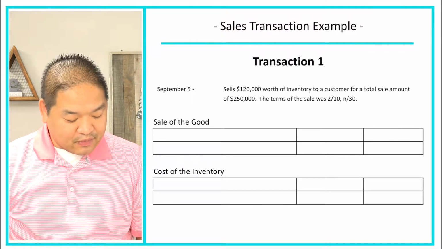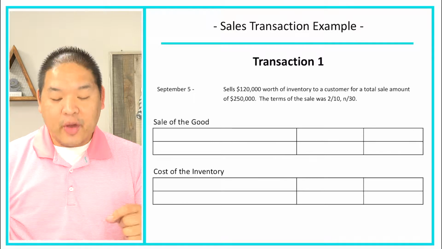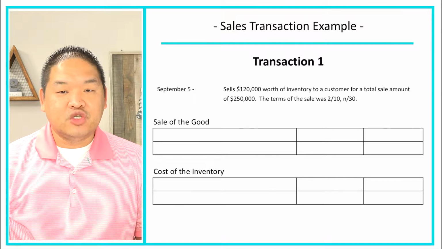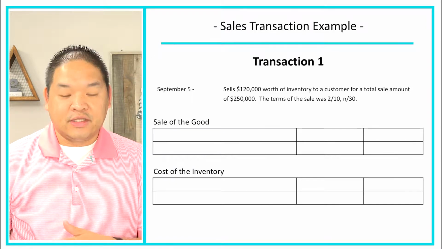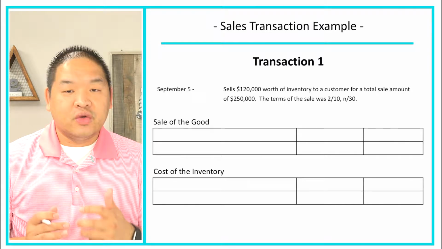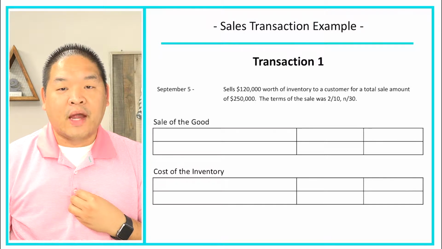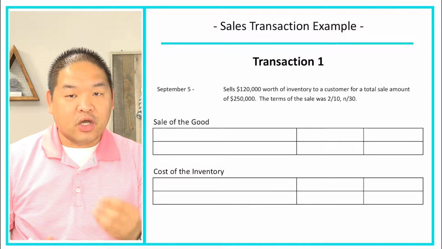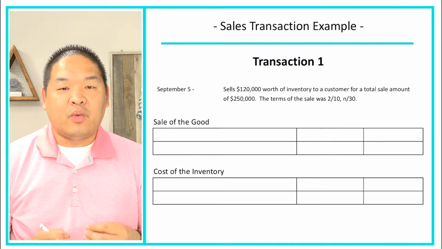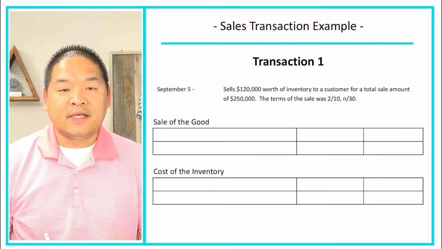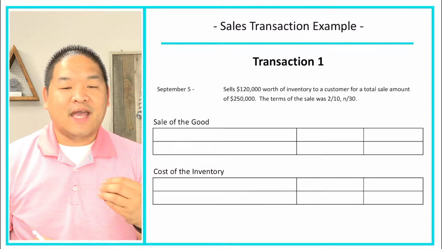The first one says that on September 5th, we sold $120,000 worth of inventory to a customer for a total sales amount of $250,000. The terms of the sale were 2/10 net 30. So let's break this down. We are selling $250,000 worth of goods to our customers, but it only cost us $120,000 to acquire. In addition, we sold them on account on terms. Now, we've been talking about how if you see on account, that would basically mean that someone purchased it from us with an accounts receivable. Basically, they're going to owe us the money rather than paying us cash up front.